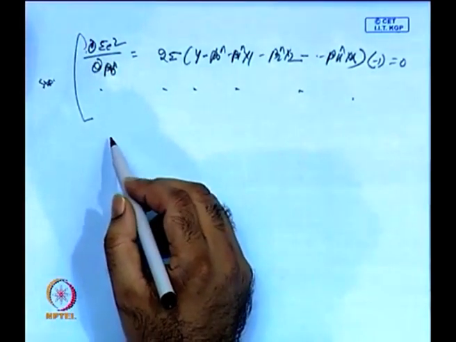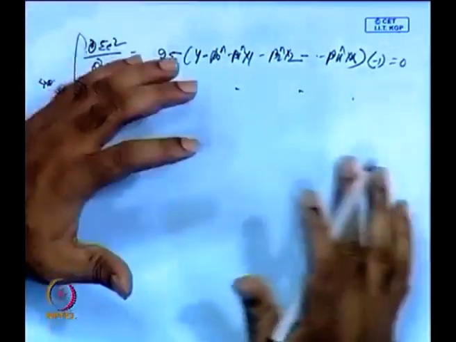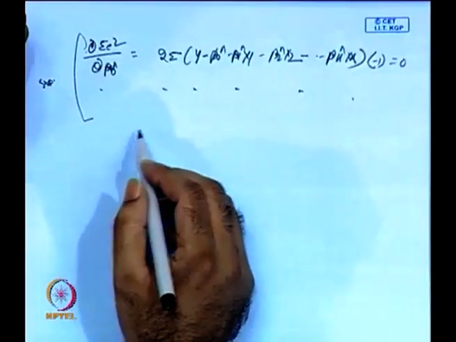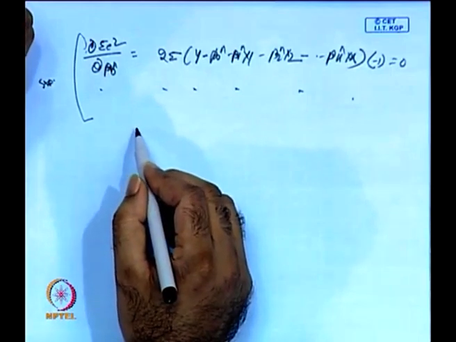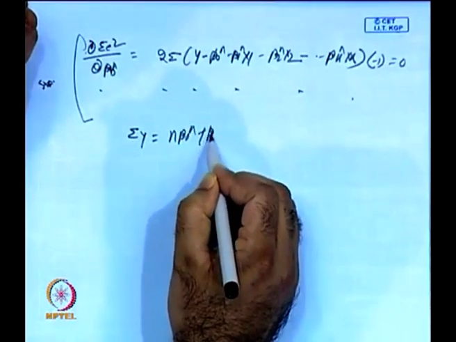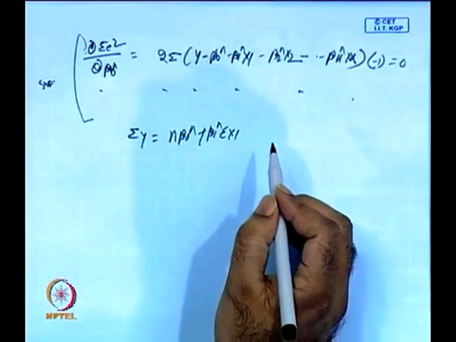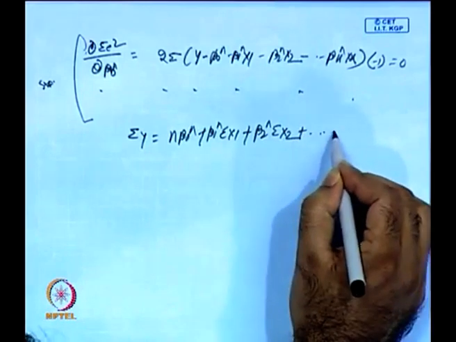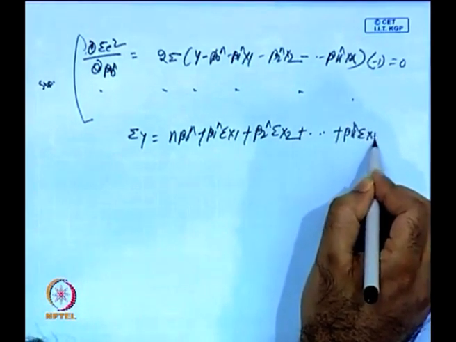So, in the step 3, what you have to do? We have to simplify this particular equation, then we will put it in a simultaneous equation. That simultaneous equation will help you to get the estimated values of beta 0 hat, beta 1 hat, beta 2 hat and up to beta k hat. Now if we simplify this equation, it is nothing but summation y equal to n beta 0 hat plus beta 1 hat summation x1 plus beta 2 hat summation x2 plus beta k hat summation xk, okay.